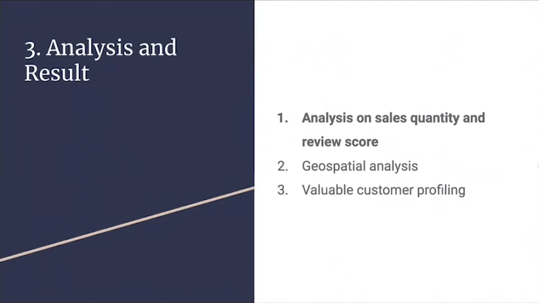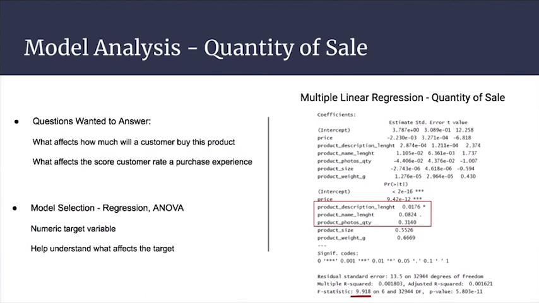The third part of the presentation is to introduce the models used to answer the 3 business problems identified in the previous section and the result of the analysis. The first part is the analysis on sales quantity and review score. The quantity of sale of a product and the review score of an order are 2 key indicators of business performance and should be properly monitored.